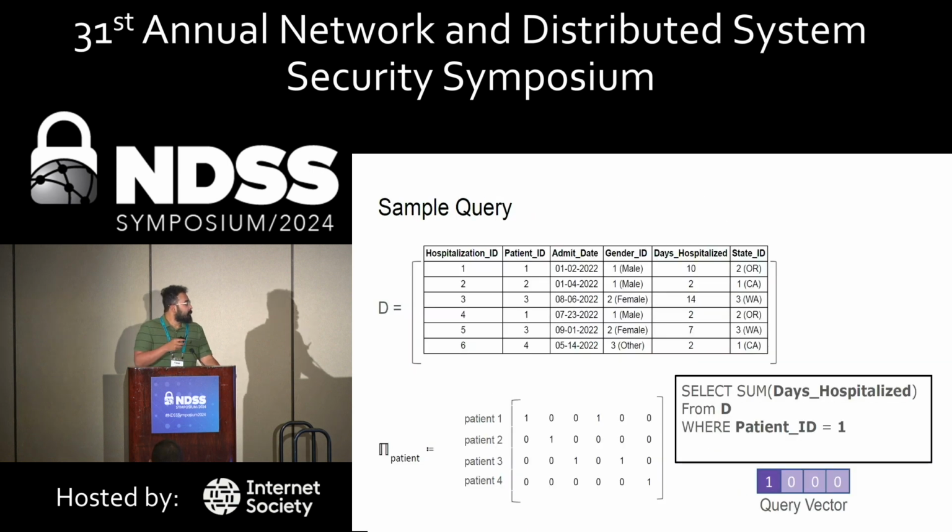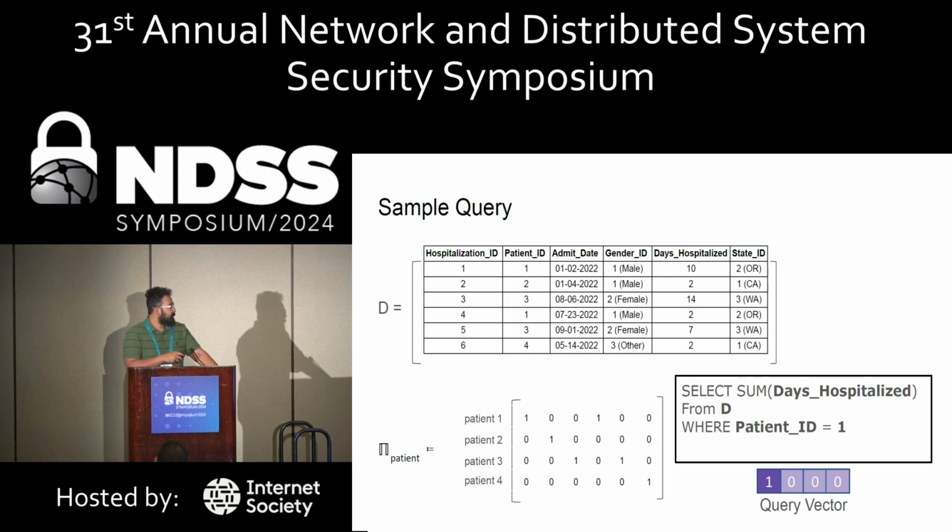Let's now walk through a sample query to understand how the protocol works end-to-end. Let's try to find out the total hospitalization duration of patient 1 in our sample database D. In order to obtain the aggregated result for this query, the first step is to construct a query vector.